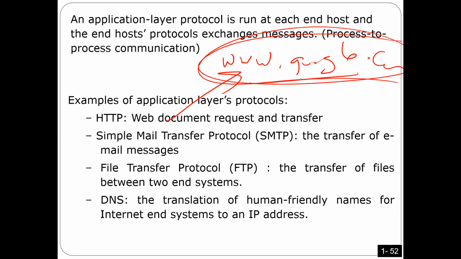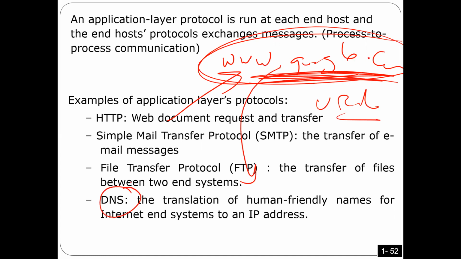So what happens once you write the URL here? The DNS is going to change it to an IP address, so you don't need to memorize numbers. That's it.